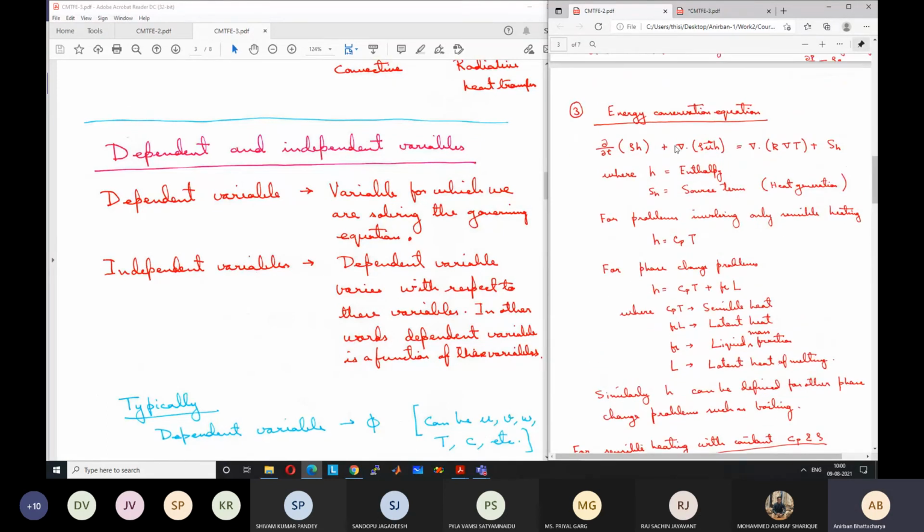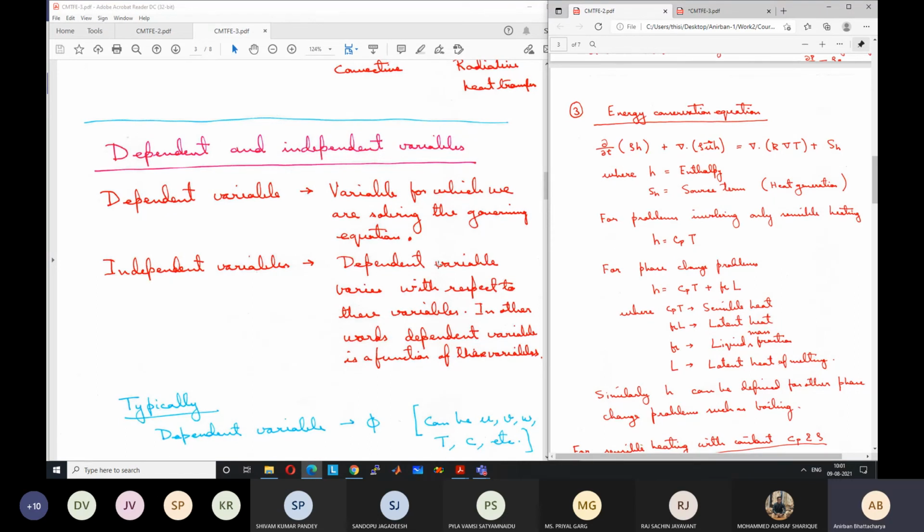So these variables that we are trying to solve for, like the temperature or enthalpy, velocity U, velocity V, chemical concentration C, all these are dependent variables. Variables for which we are solving the governing equations. Why are these dependent variables? Because they depend on other variables. What are these other variables? The other variables are independent variables.